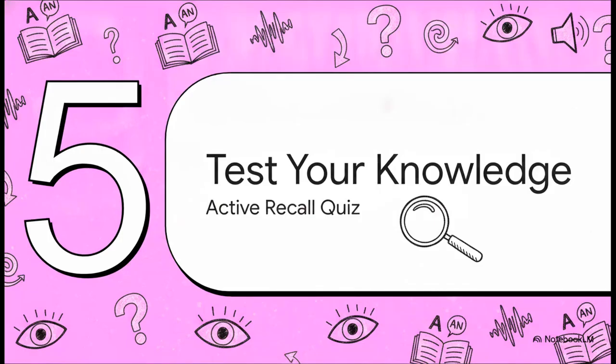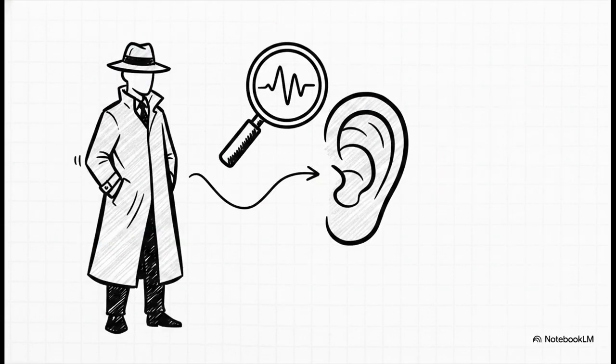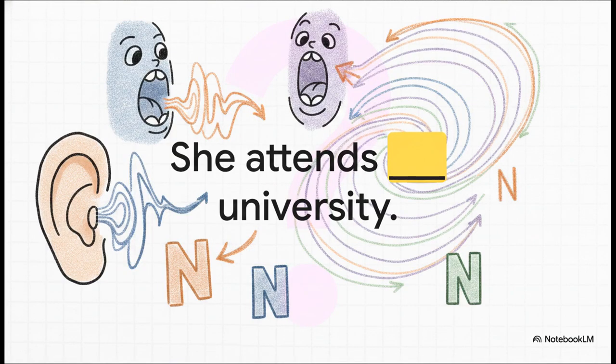All right, let's wrap things up with section 5, test your knowledge, an active recall quiz. Let's see if you've mastered this. Here's your first trick question. He is blank FBI officer. Think about the rule we just learned. Apply the steps. What do you actually hear? The answer is an FBI officer. Why? Well, because you take the first letter of the abbreviation, F, and say it out loud. F. The very first sound leaving your mouth is the vowel E. Therefore, an FBI officer.